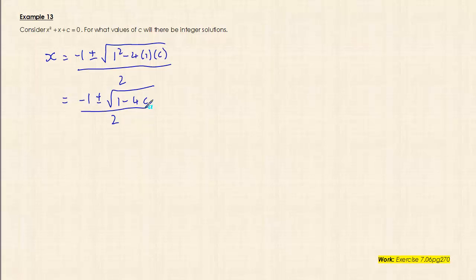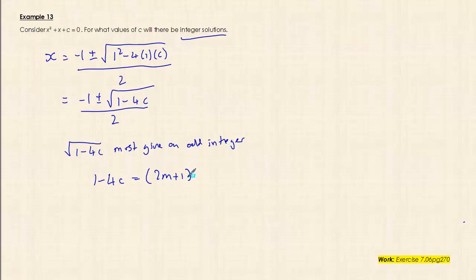Now, we want this to give us integer solutions. That means, since this is a -1 here, that root 1 minus 4c must give an odd integer. It can't be an even one, because when we're adding or subtracting 1 and dividing by 2, it has to be an odd one. So what we can say is that 1 take away 4c must be equal to an odd number squared.